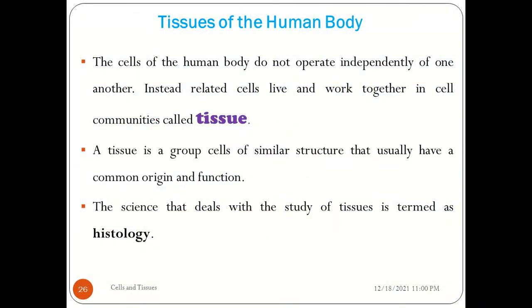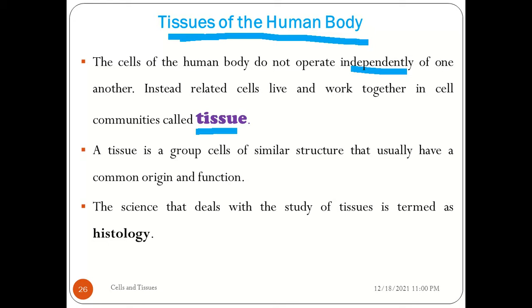Now we are starting the tissues of the human body. Cells which have similar function and similar structure will give us tissue in the human body. Cells of the human body do not operate independently of one another. Instead, related cells live and work together in cell communities. These cell communities are known as tissue.